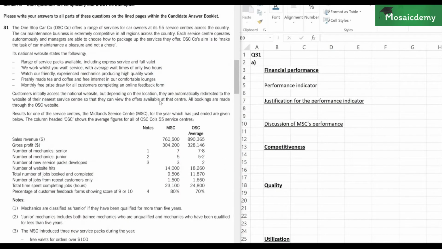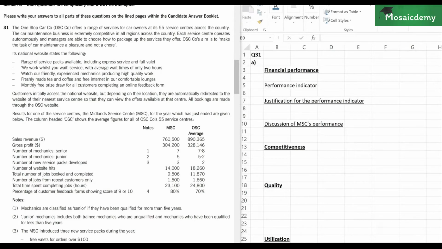So it says the One-Stop Car Co, OSC Co, okay, offers a range of services for car owners at its 55 service centers across the country. The car maintenance business is extremely competitive in all regions across the country. Each service center operates autonomously, meaning independently, and managers are able to choose how to package up the services they offer. OSC Co's aim is to make the task of car maintenance a pleasure and not a chore.